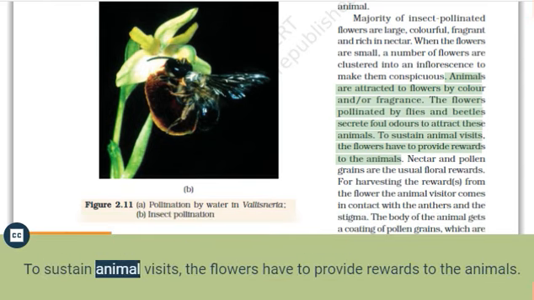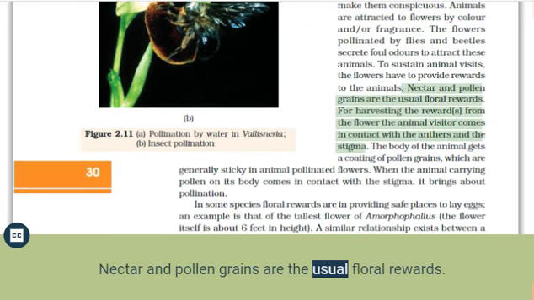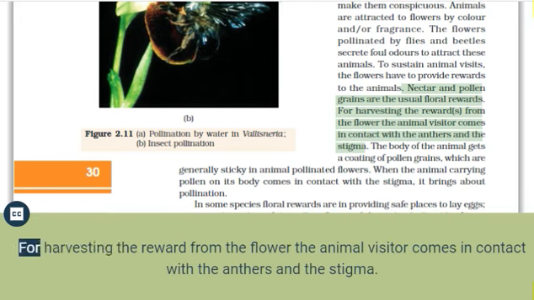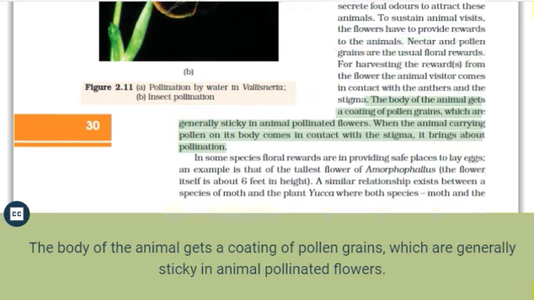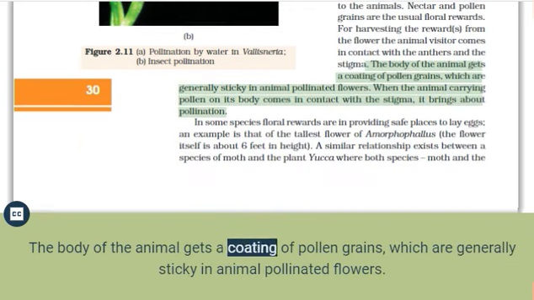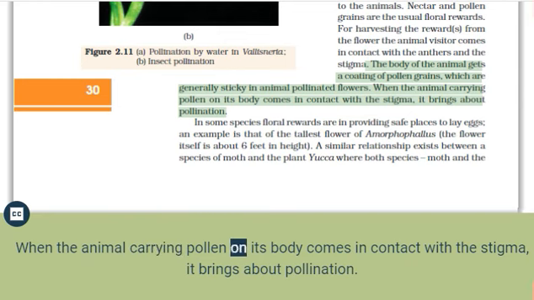To sustain animal visits, the flowers have to provide rewards to the animals. Nectar and pollen grains are the usual floral rewards. For harvesting the reward from the flower, the animal visitor comes in contact with the anthers and the stigma. The body of the animal gets a coating of pollen grains, which are generally sticky in animal-pollinated flowers. When the animal carrying pollen on its body comes in contact with the stigma, it brings about pollination.